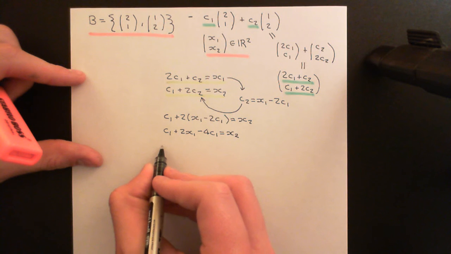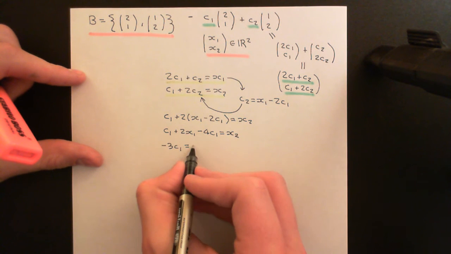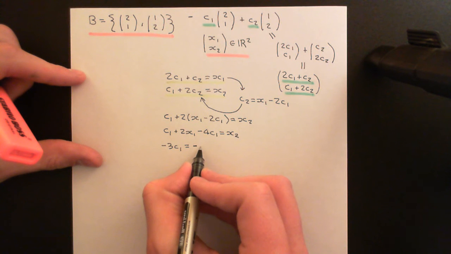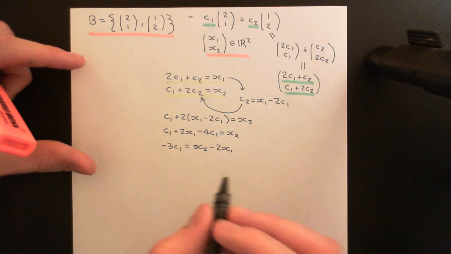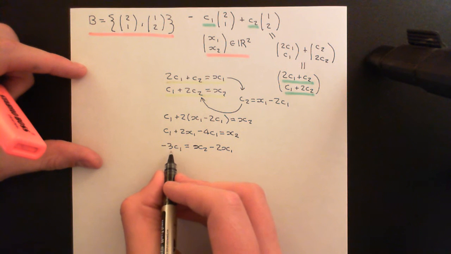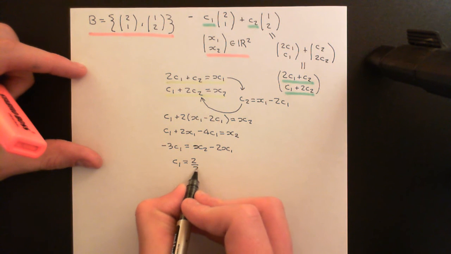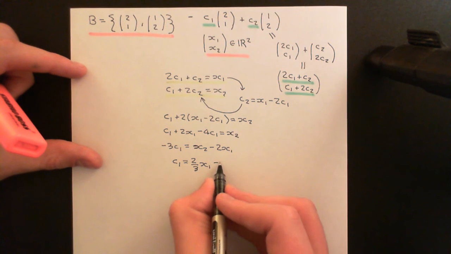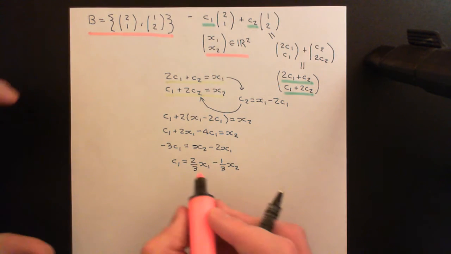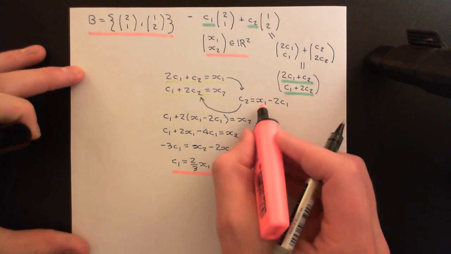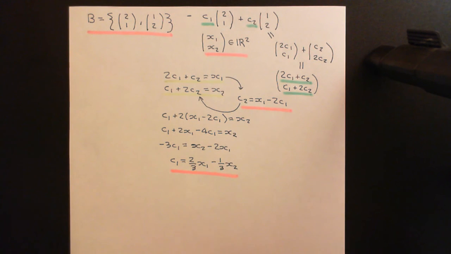And then what I'll end up with is negative 3C1 is equal to, take this onto the other side, negative x2 minus 2x1. Okay, and then what we want to do is just divide through by negative 3. So I'll end up with C1 is equal to 2/3 x1 minus 1/3 x2. Okay, so there's my expression for C1, and now all I need to do is plug this expression for C1 back in here to get my expression for C2.